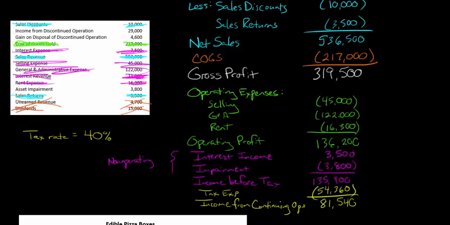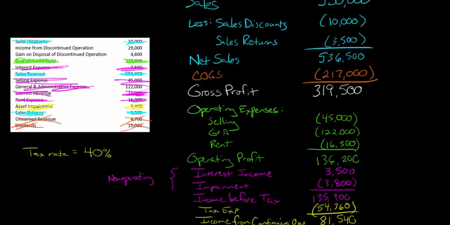Now, notice that we have a discontinued operation. What that means is that we sold off one of the segments or divisions of our business. So let's say that we had a segment that made edible grocery store bags, right? You get those plastic bags when you're at the grocery store, and we said, you know what, we want to sell this operation, and we sold it to another company.